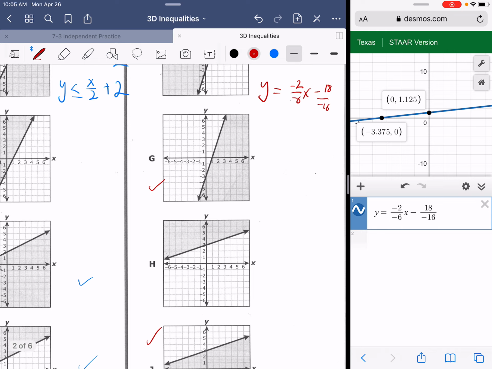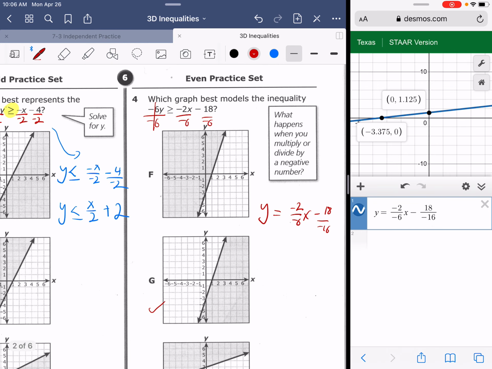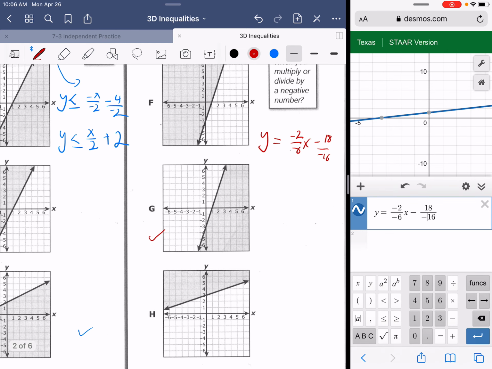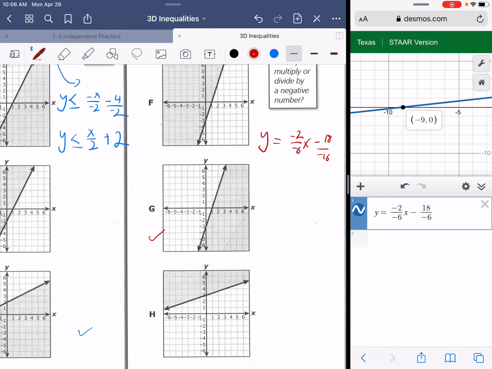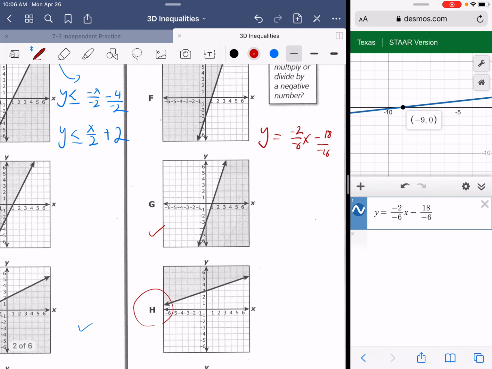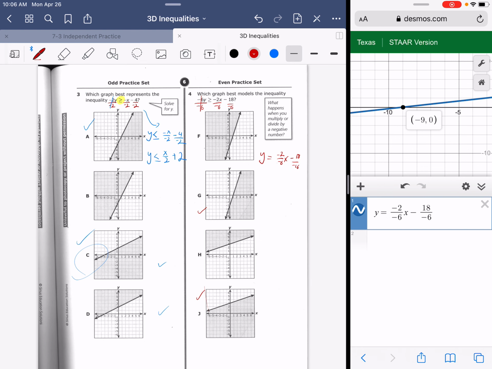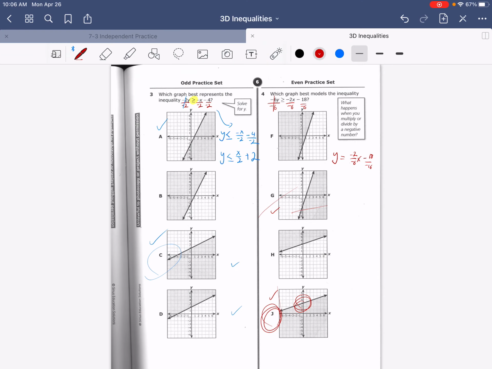wait a second, did I do something wrong? Oh, it's not 16, it's 6. Why did I put 16? (0, 3) and what? -9. So yeah, it's going to be H. No, not H. What am I doing? It's going to be J, right? Because it has a y-intercept of 3. This one does not have a y-intercept of 3. This one is -3, so it cannot be J. Easy like that.